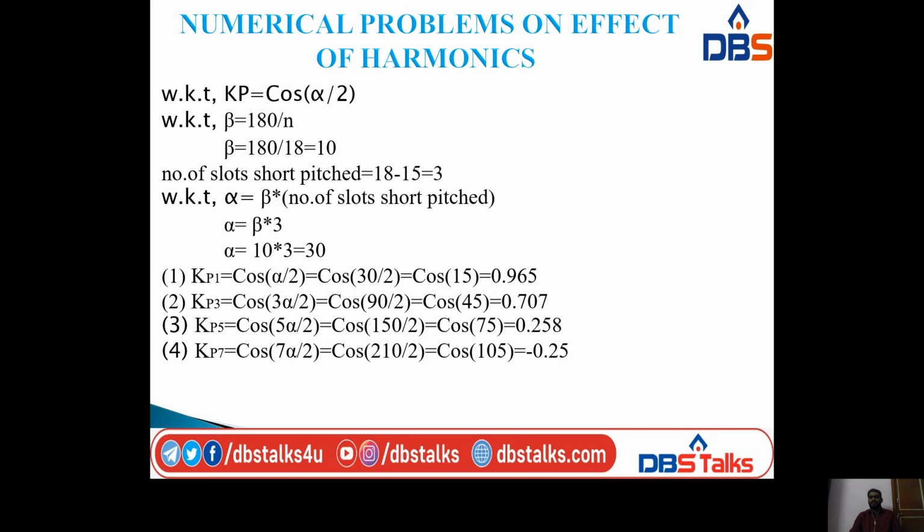And the number of slots short pitched is: we have the number of slots per pole 18, and the coil lies between slots 1 and 16, that means 16 minus 1.